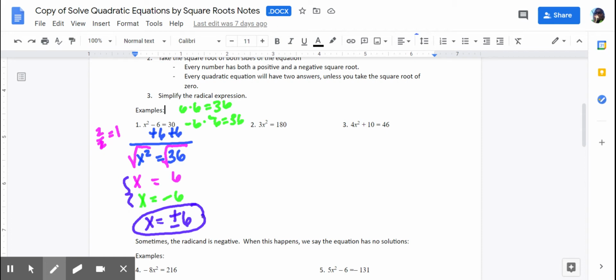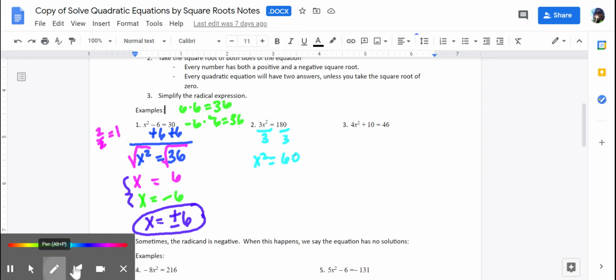For number 2, we have 3x squared equals 180. I don't want to start by taking the square root because 3 is not a perfect square, and that gives me some weird decimals to have to deal with. So I'm going to isolate the x squared before I get started. The way I'm going to isolate it is by dividing each side by 3. So I have x squared will equal 60. Now to get rid of the x squared, I undo it by taking the square root of each side. So we have x equals.